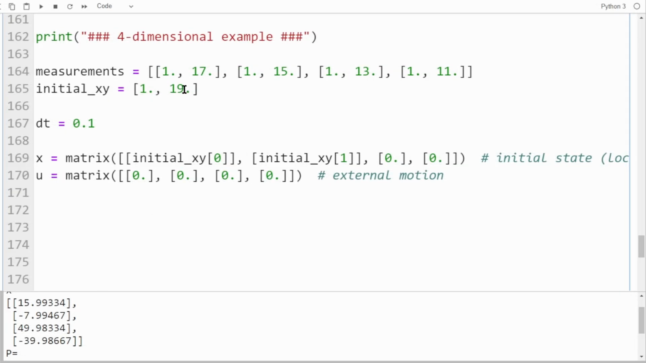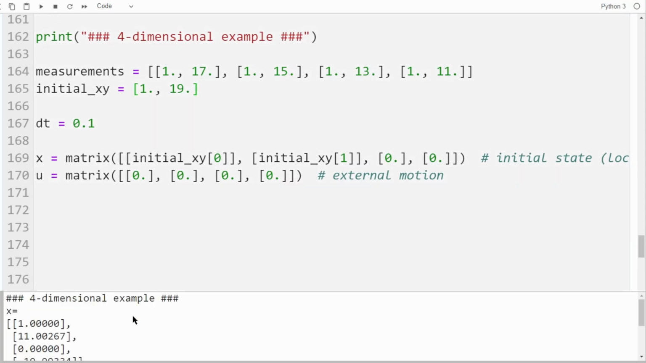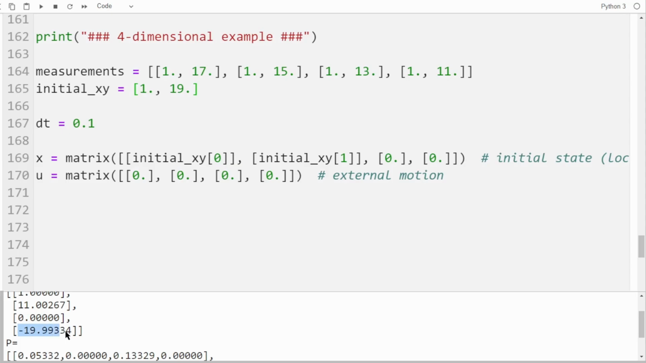Here's yet another example. Initial state 1 and 19. You can see the first coordinate doesn't change at all, so we should get a velocity of 0. The second coordinate goes from 19, 17, 15, 13, 11. Running us gives us 1, unchanged, and 11. Velocities are 0 and minus 20 for the decrements of minus 2.